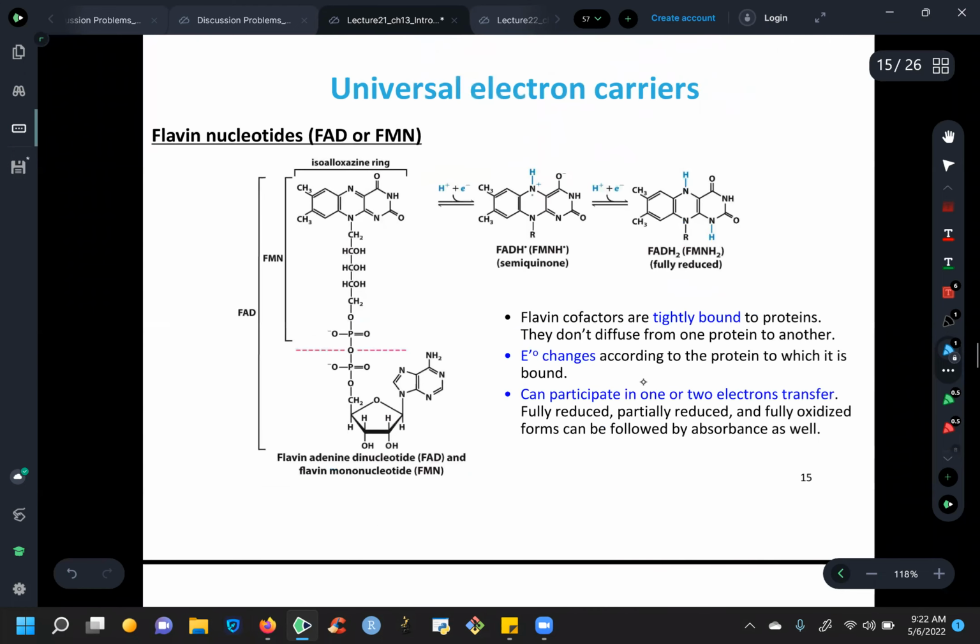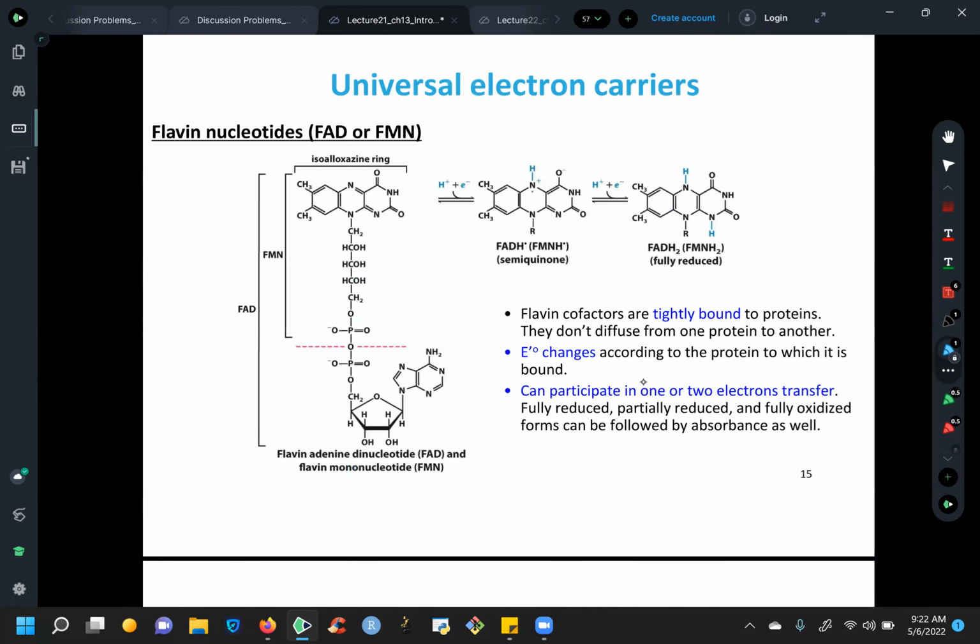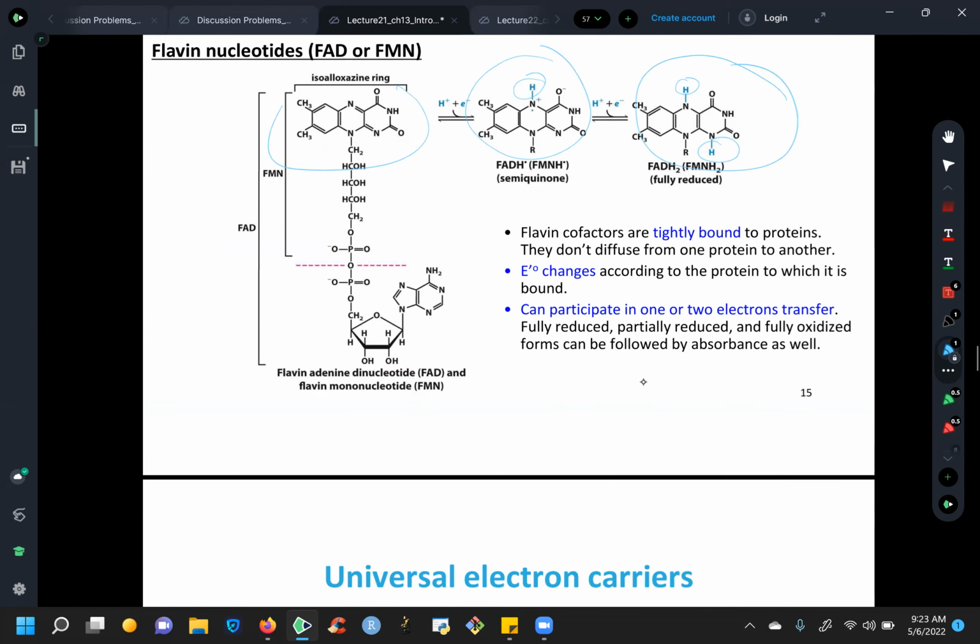Okay, universal electron carriers. Flavin nucleotides, FAD or FMN. So this is the molecule by itself. And then here it is partially reduced with one hydrogen. And here it is fully reduced with two hydrogens. So hopefully the whole oxidation reduction is becoming a lot easier for you by this point.